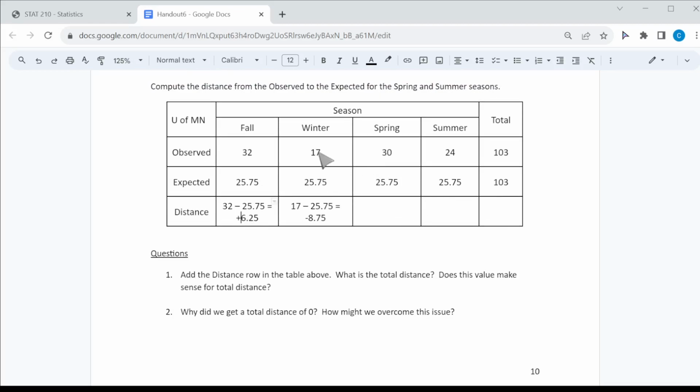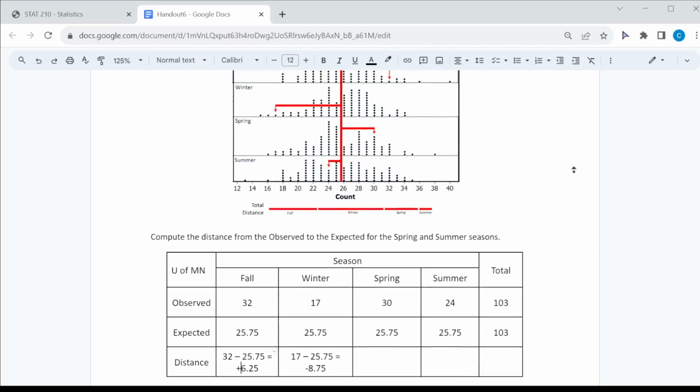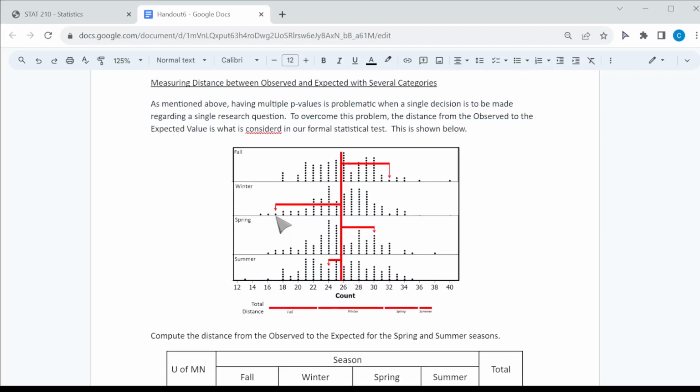Let's go ahead and try to do that distance calculation for winter now. So let's go to winter, and what I'm going to do there is take 17, okay, is where I'm at. So I'm going to take 17 minus 25.75, and I'll get that distance. And if I do this across all 4 of my categories, I can get a total distance. So that is going to be the way that we can attempt to try to combine the distance I am away from the expected across multiple categories. I have 4 categories here.